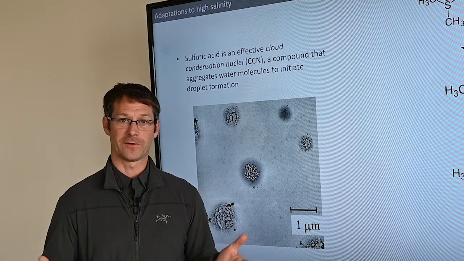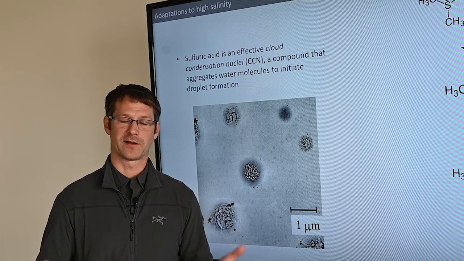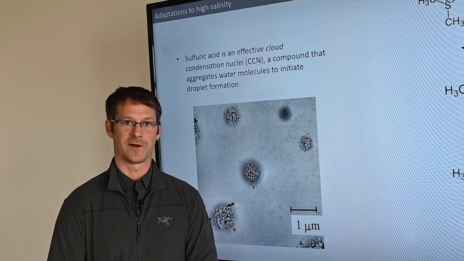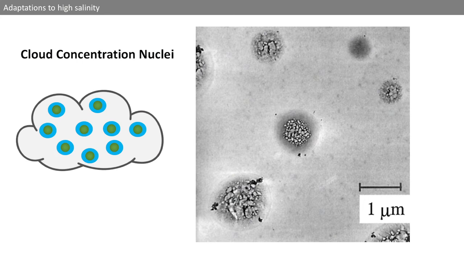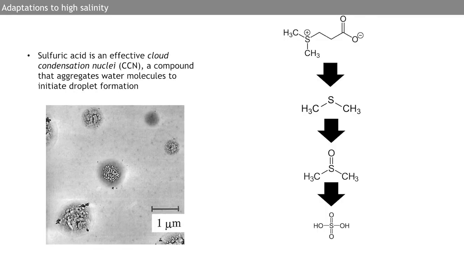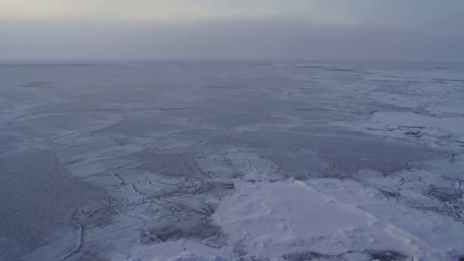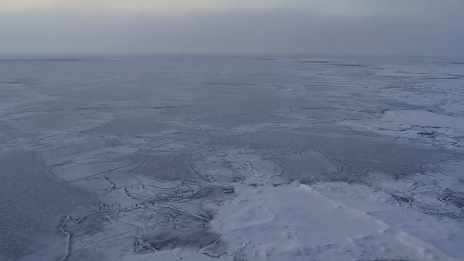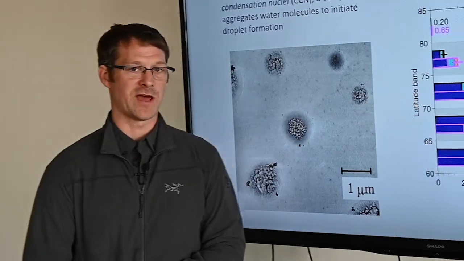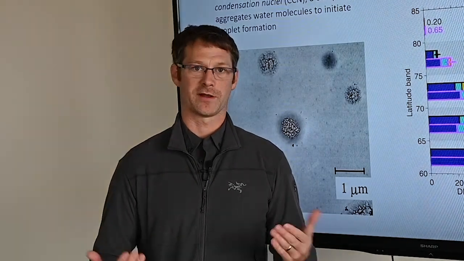Now, interestingly, sulfuric acid is a very effective cloud condensation nuclei in the atmosphere. What a cloud condensation nuclei means is that it's a particle that's very effective at aggregating water molecules to form small droplets that can ultimately go on to form clouds. Through this process of biological and abiotic conversion, this compatible solute can lead to the production of compounds that can have a big impact on regional and global climate. Interestingly, the production of DMS seems to be changing within the Arctic region.